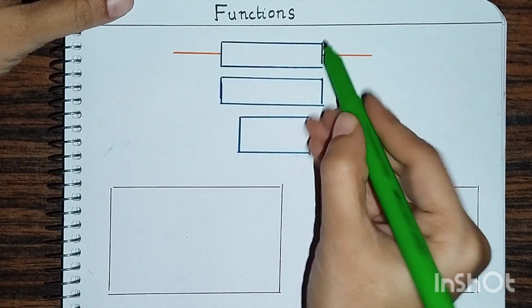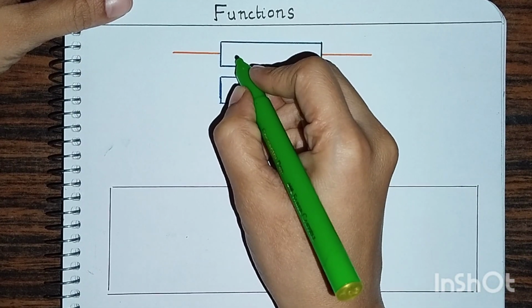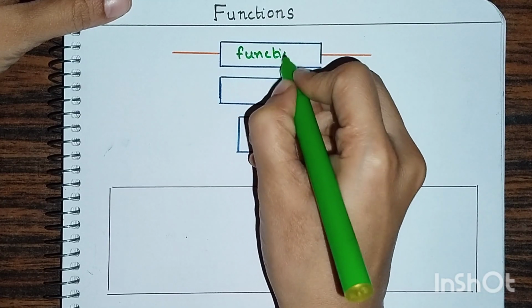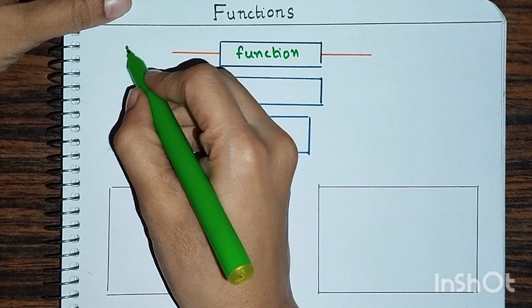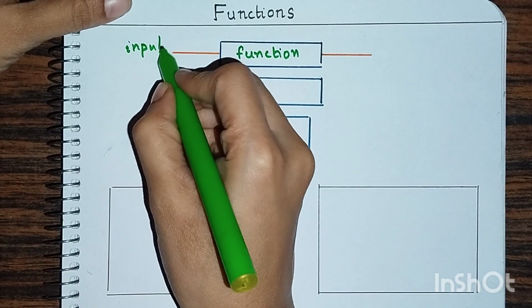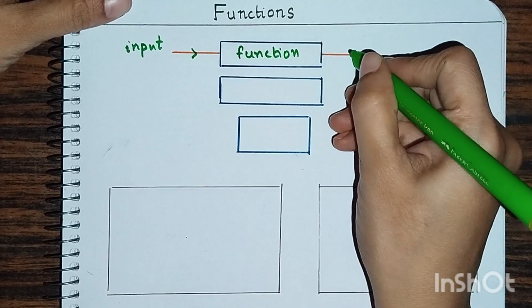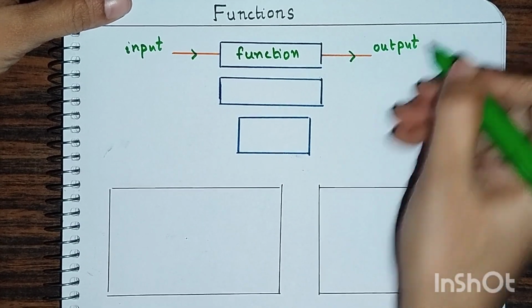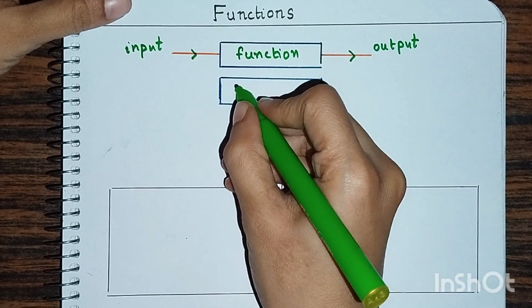So here, you just think that this is a computer and I label this computer as a function. Now if you send input to this function, it will process, it will operate, and it will give back an output, right? So I will take an example for this.